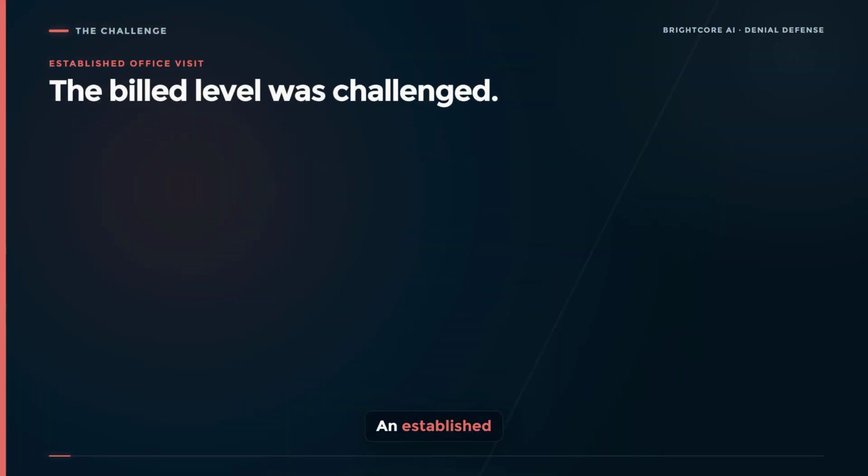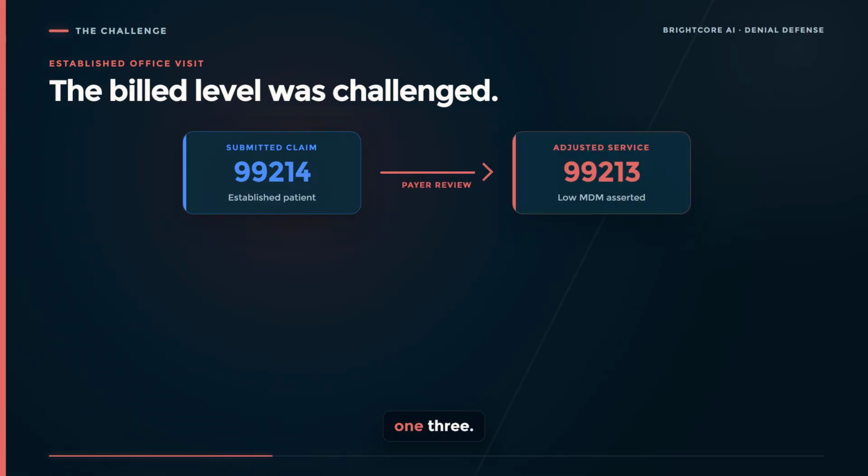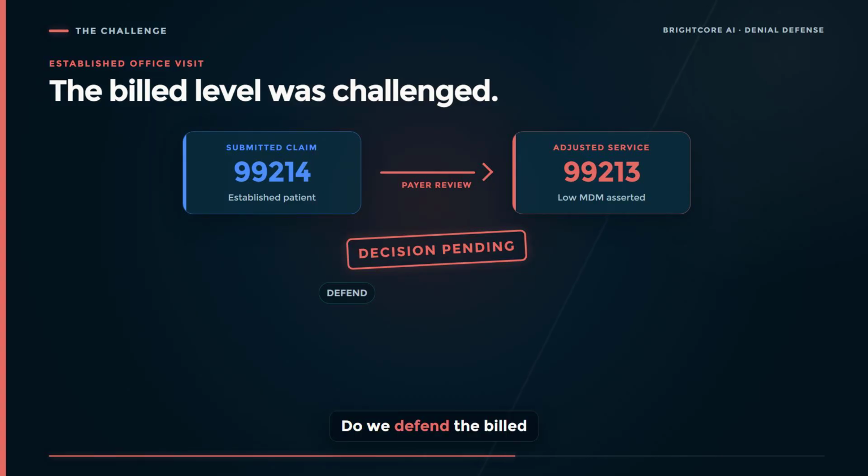An established office visit was billed as 99214. Then the payer reviewed it and adjusted the service to 99213. The reason? The documentation supports low, not moderate, medical decision-making. So what happens next? Do we defend the billed level, correct the claim, or accept the result and learn from it?